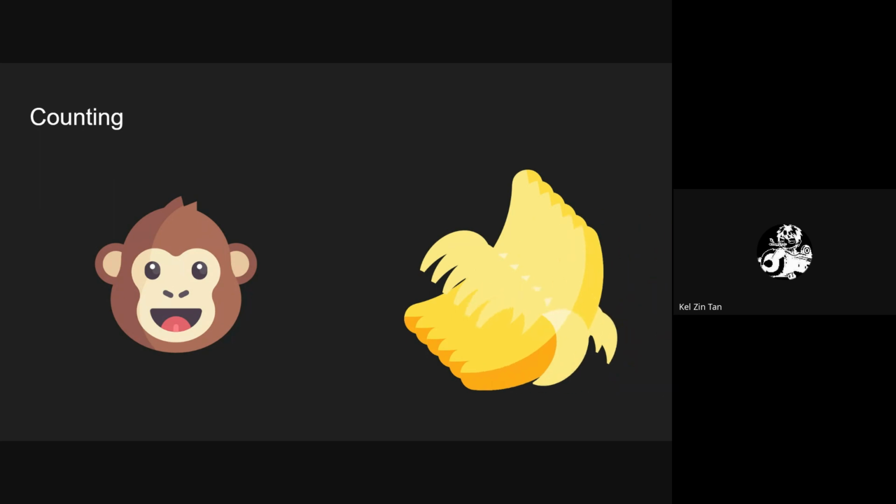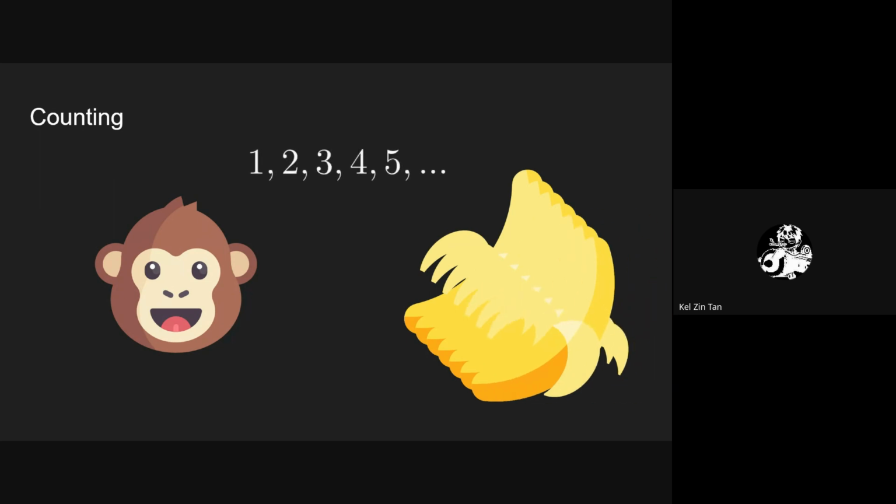So for counting, here we derive our integers. More specifically, our positive integers, which basically represent how many things there are. For example, 1 is just 1 banana, 2 is just 2 bananas.